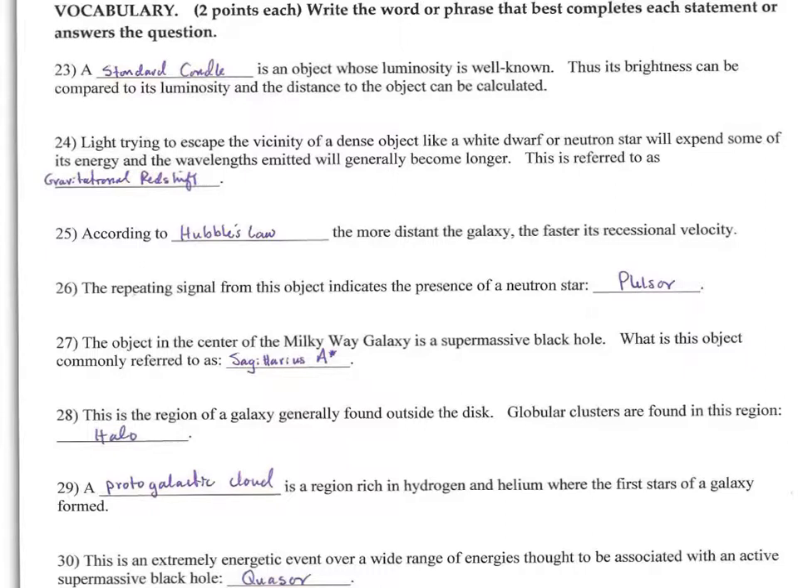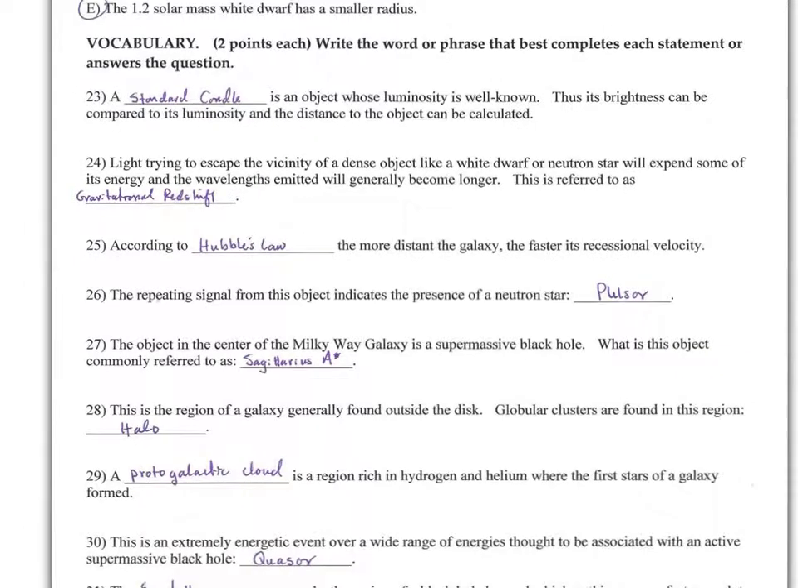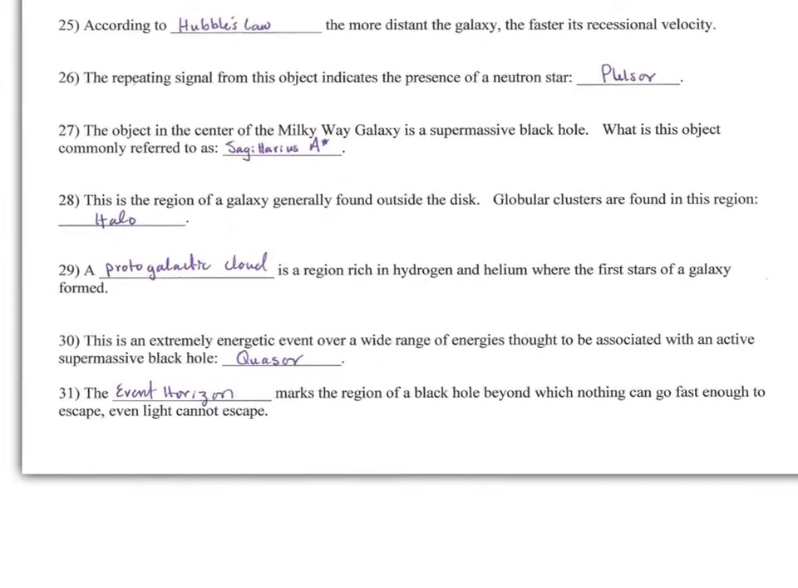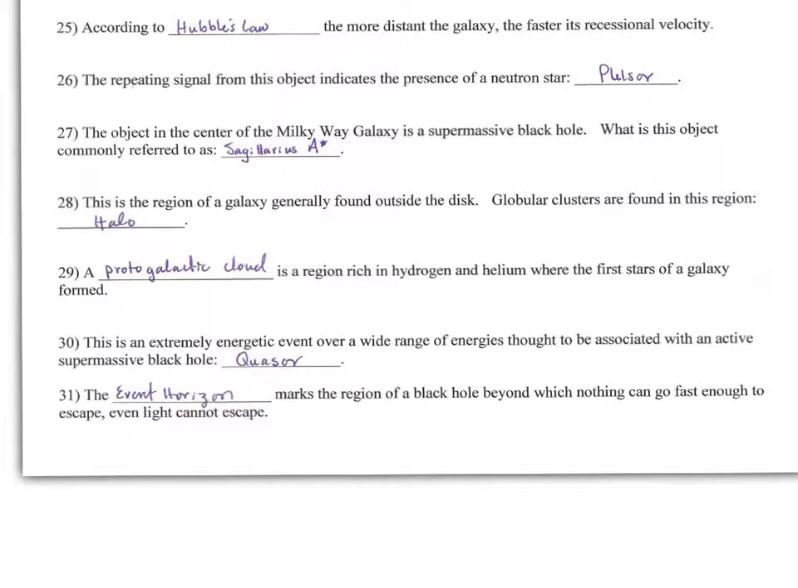29, protogalactic cloud is a region that is ultimately going to form a galaxy of stars, and it's generally rich in hydrogen and helium. Question 30, I was after quasars, those energetic events that are thought to be associated with a feeding or active supermassive black hole in the center of a galaxy. The event horizon, of course, is the thing that separates the black hole from the rest of the universe, what we saw a minute ago, and it marks the region beyond which, if you go towards the black hole, you cannot escape even going the speed of light.